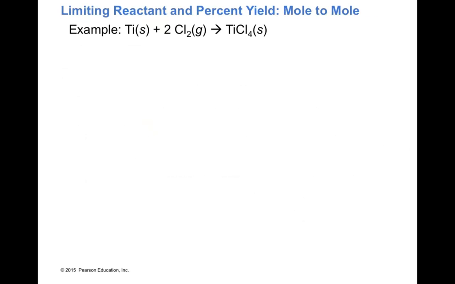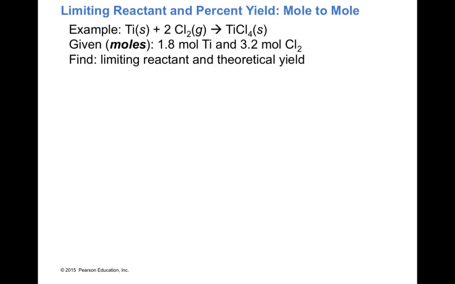So let's see the following example. Here we have 1.8 moles of titanium and 3.2 moles of chlorine. We need to look for the limiting reactant and the theoretical yield for this reaction. So we have 1.8 moles of titanium and 3.2 moles of chlorine.